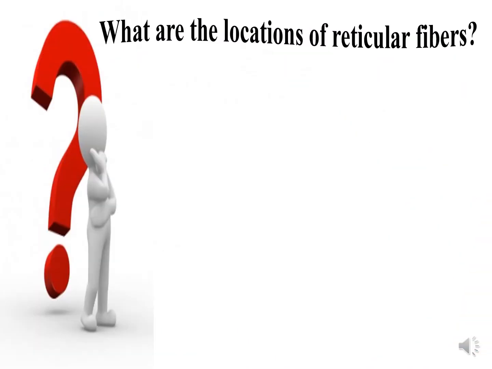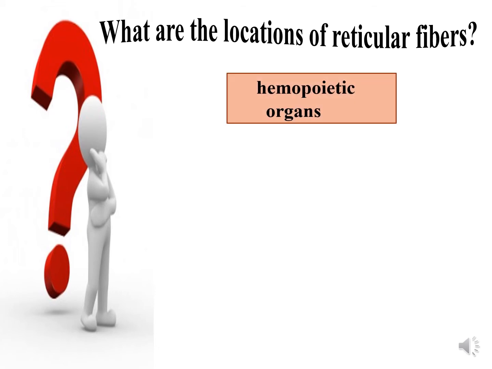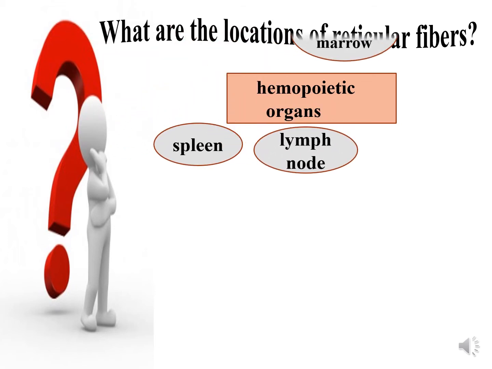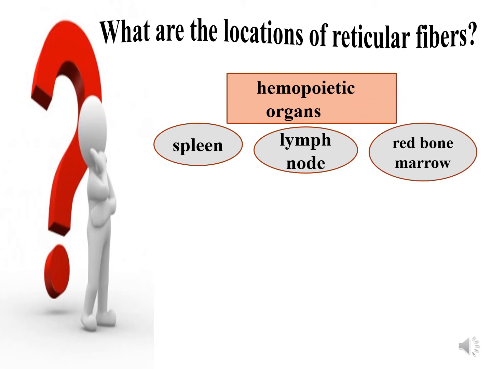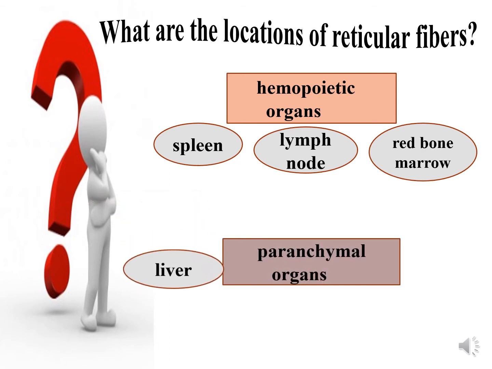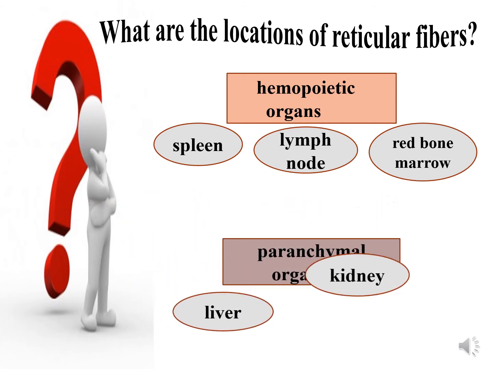What are the locations of reticular fibers? Reticular fibers are particularly abundant in the framework of hematopoietic organs, such as the spleen, lymph nodes, and red bone marrow. Also, reticular fibers constitute a network around the cells of parenchymal organs such as the liver and kidney.